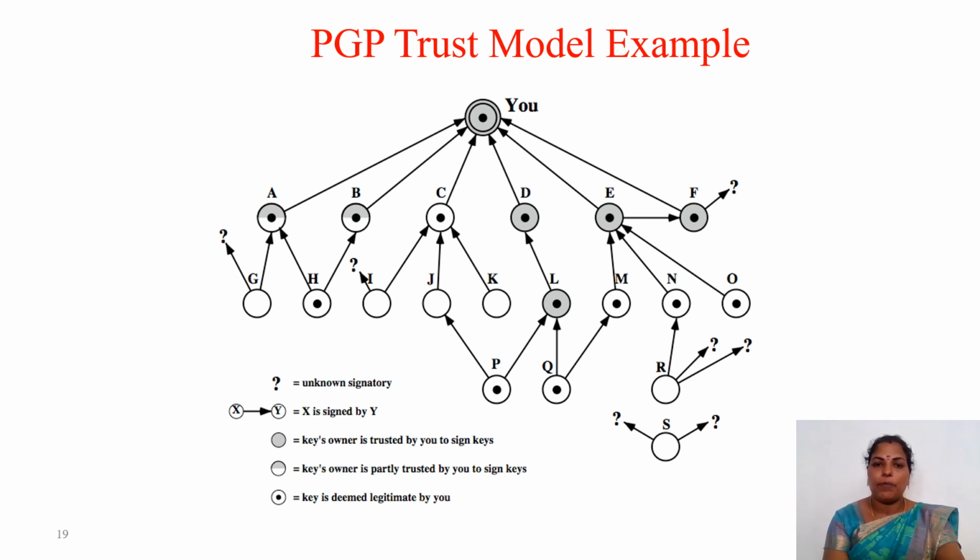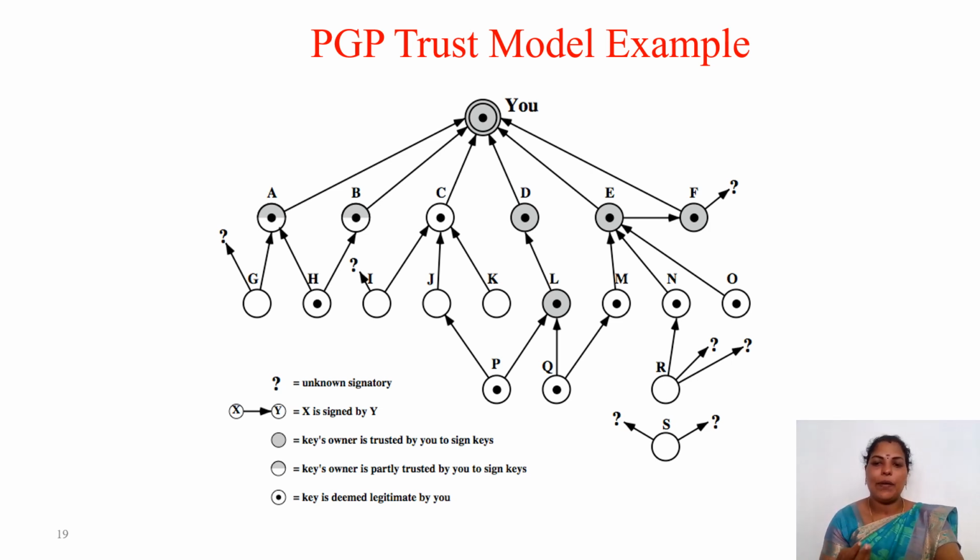The keys owner is partly trusted by you to sign keys if it is half shaded. If it is fully shaded, then the keys owner is trusted by you to sign keys. See here, in this layer we have half shaded ones, where the keys owner is partly trusted by you to sign the keys. And if it is a circle with a dot, then the key is deemed legitimate by you. So this is one trust model.